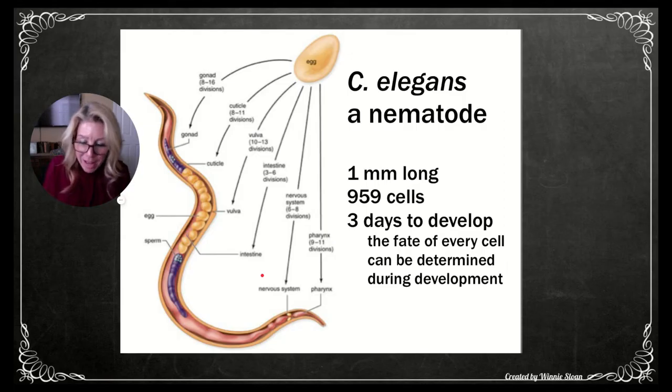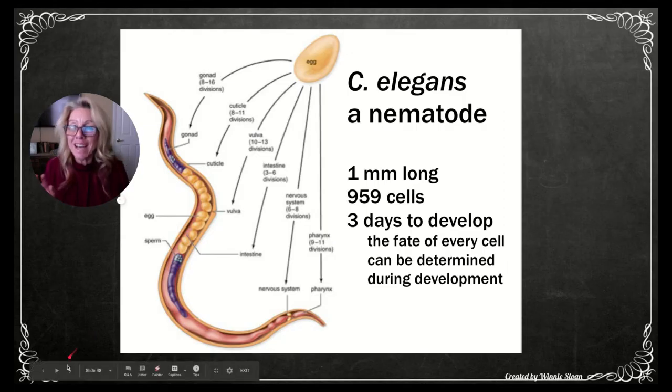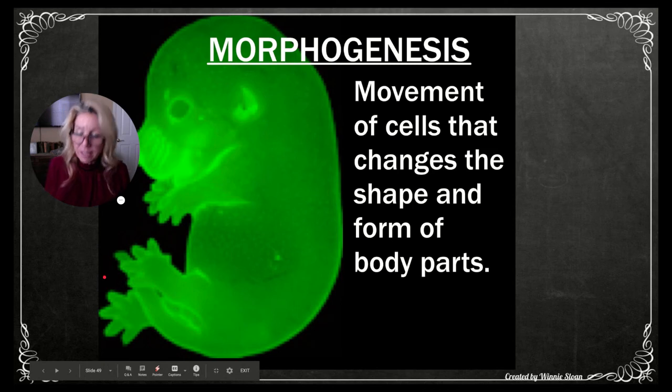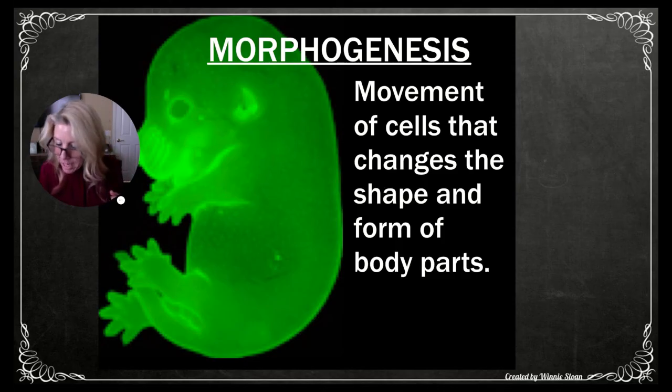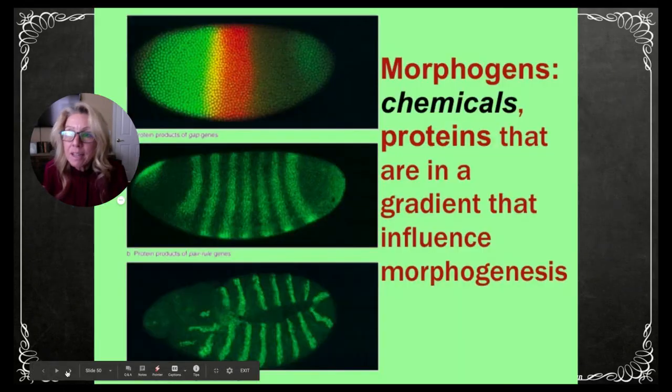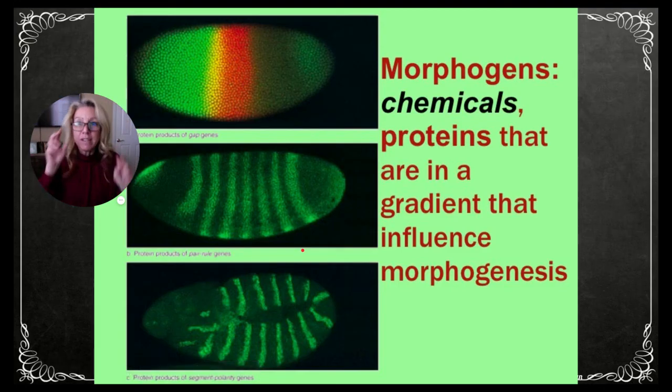All right. So then the last big topic we need to discuss for today is morphogenesis. So morphogenesis is the movement. Remember, like even when we looked at the gastrula, right? Movement of cells that changes the shape and the form of body parts. So how does this all go down? So on your notes underneath, describe movement of cells that changes the shape and form. All right. And here, morphogenesis is done by morphogens. That makes sense, right? These are chemicals or proteins that are in a gradient that will influence it.